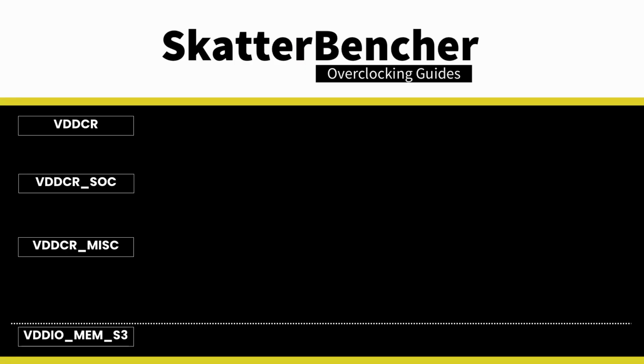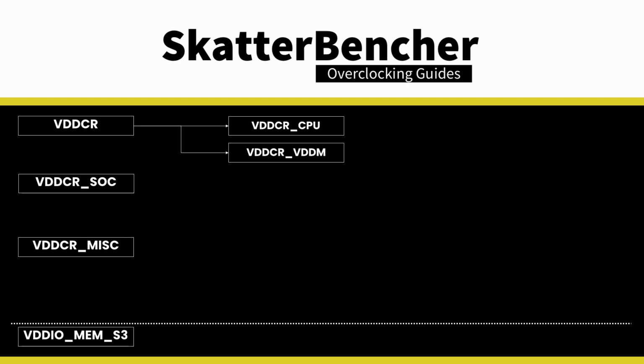From the voltage topology perspective, there's also not that much different compared to Zen 3 Vermeer. The processor still relies on internal and external power supply to drive the voltages. There are 4 primary power supplies from the motherboard VRM to the processor: VDDCR, VDDCR SoC, VDDCR miscellaneous, and VDDIO MEMS3. The VDDCR voltage rail provides the external power for 2 internal voltage regulators, VDDCR CPU and VDDCR VDDM.